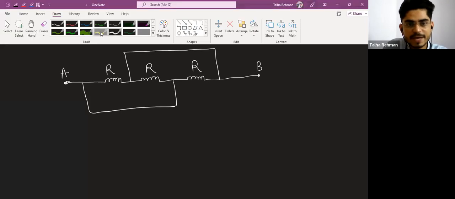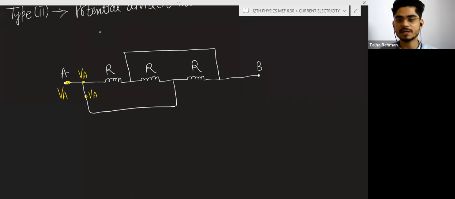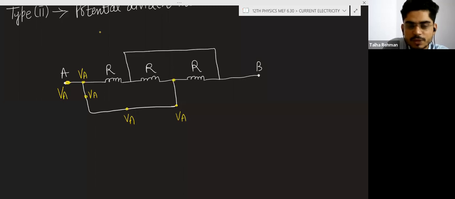So we will use a very basic thing. I have told you, at this point take the potential as VA. At this point also the potential is VA. If you are going downward, here also the potential is VA, because if there are no resistances in the path, then the potential is same. Here also the potential is VA, and here also the potential is VA.